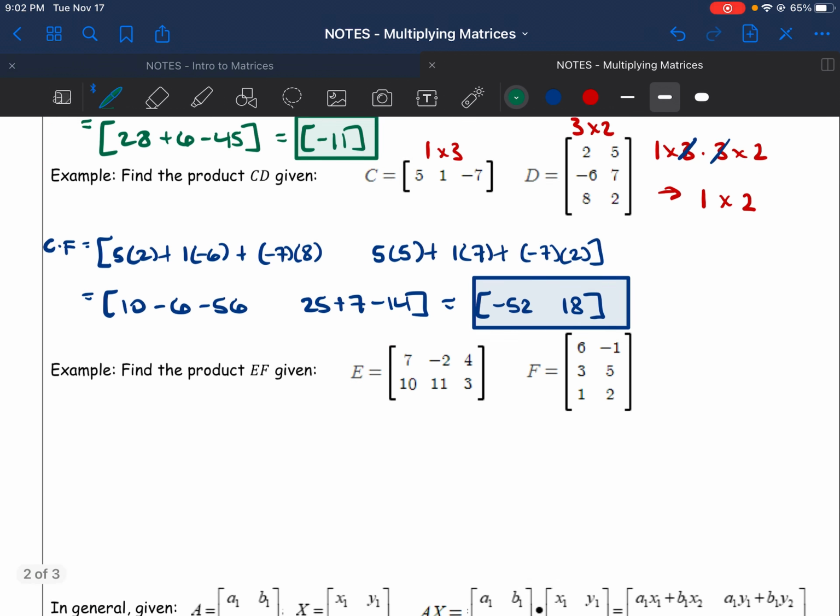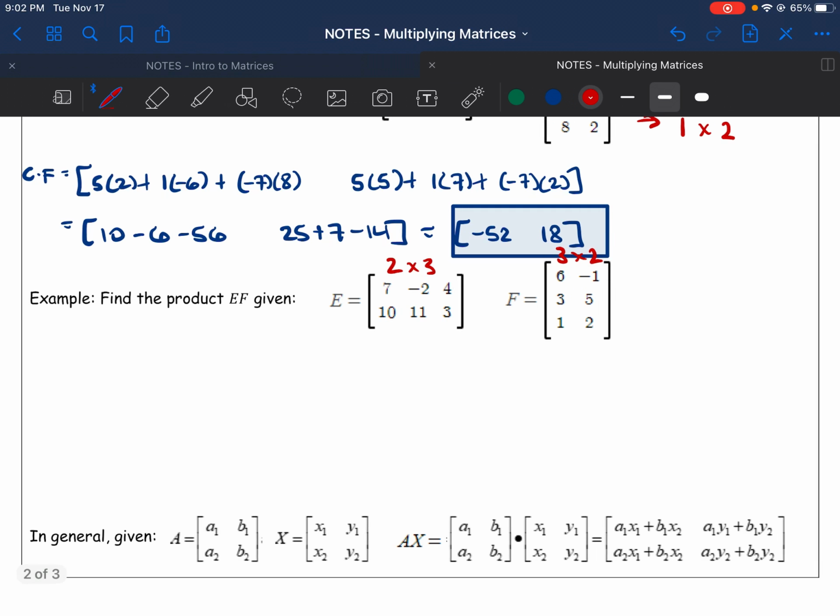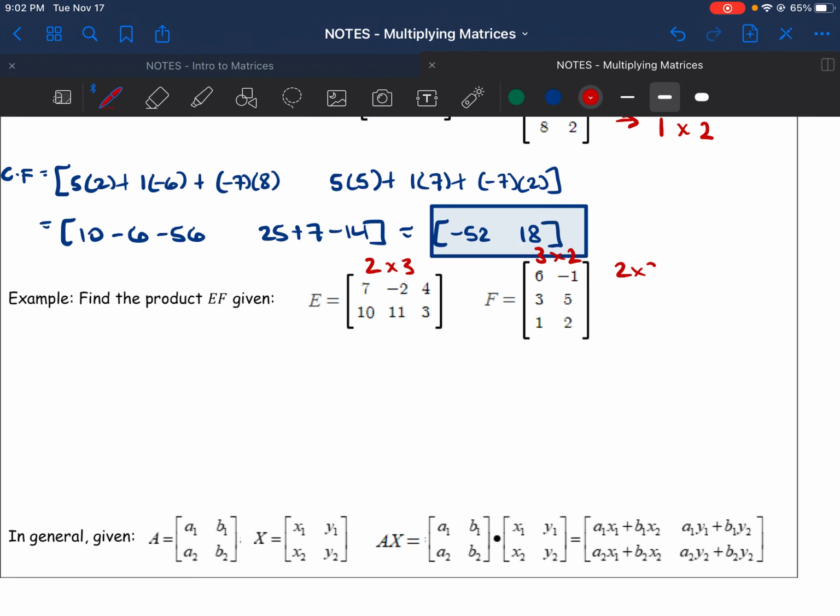All right. Let's try one last example. Again, it's going to get slightly more complicated, a little bit more math involved here. Notice here that in this last example on this page, we're going to be finding the product E times F, where E is a 2 by 3 matrix and F is a 3 by 2 matrix. Okay, so let's see what we can expect our solution to look like. If we're taking a 2 by 3 times a 3 by 2, let's go ahead and eliminate those little middle pieces there. We expect our answer to be a 2 by 2 matrix.